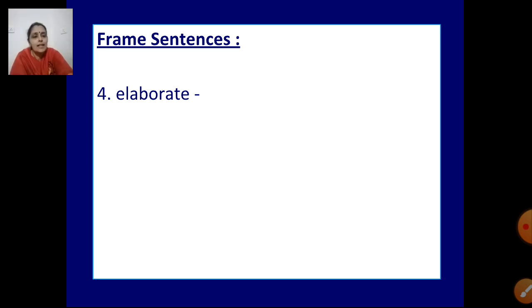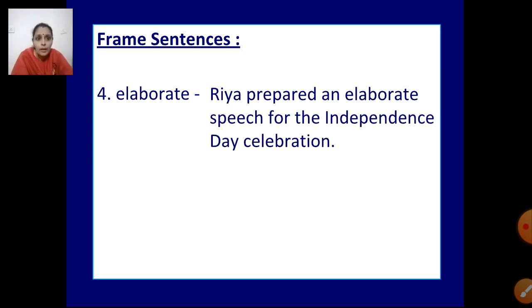So let's see the sentence. Ria prepared an elaborate speech for the Independence Day celebration.